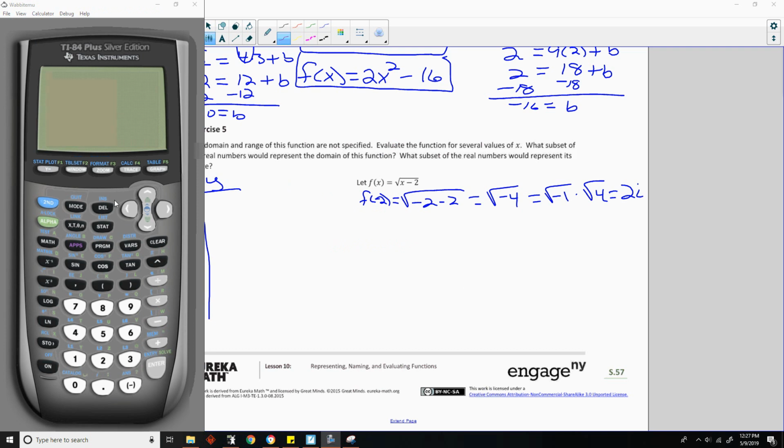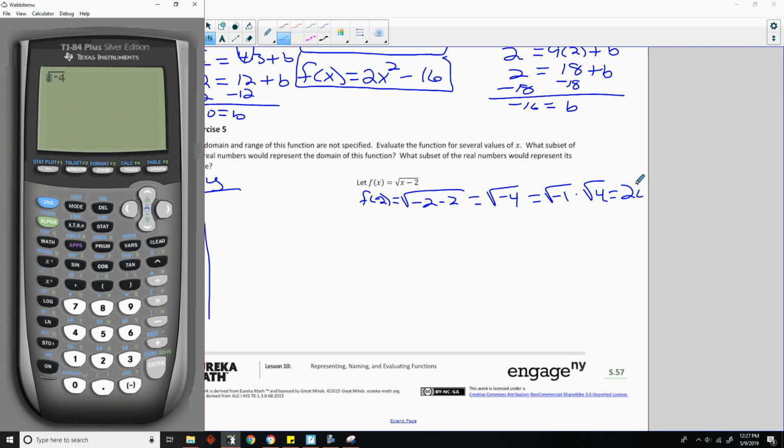Okay, so here's my calculator, and I had the square root of negative 4. If I do square root of negative 4 and hit enter, it says error, non-real answer. Quit or go back to it and fix it. If you go to it, it brings you back here. Okay, so that is a non-real answer.